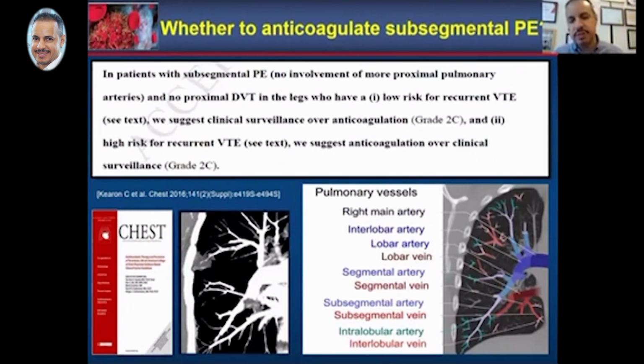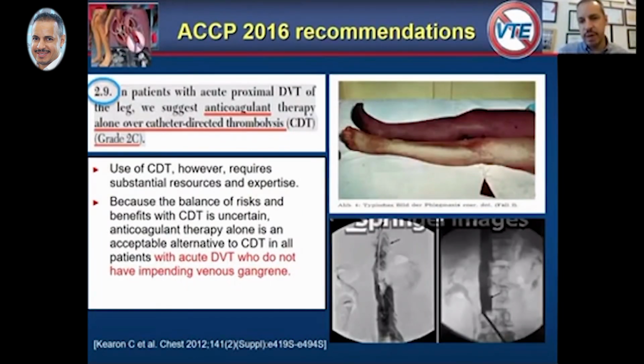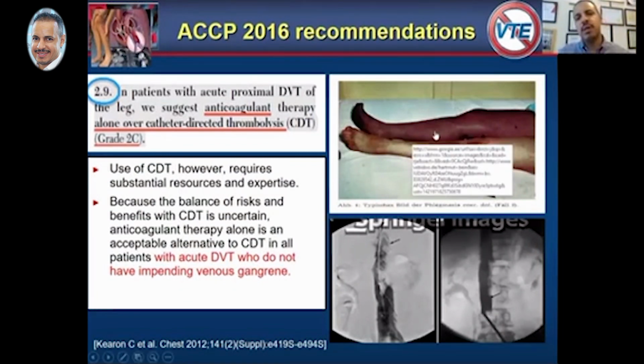I just use this metaphor: if you anticoagulate an elderly patient of 85 for subsegmental PE, it's like cracking a nut with a jackhammer. This might cause bleeding rather than benefit for the patient. There are also clinical practice guidelines for VTE treatment. And remember, this is what we call phlegmasia alba dolens. This is a massive DVT with limb-threatening venous gangrene.